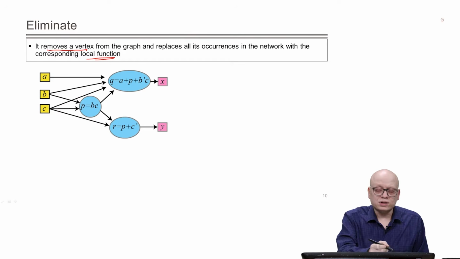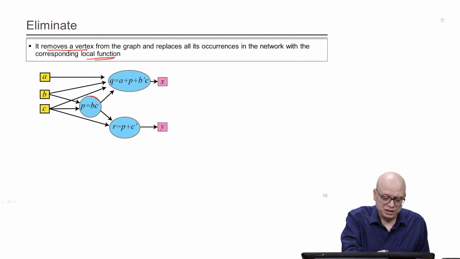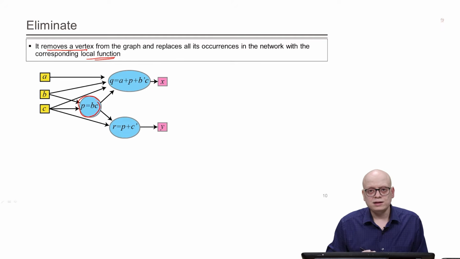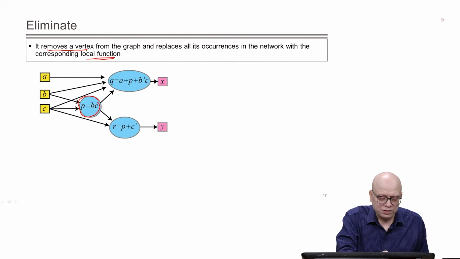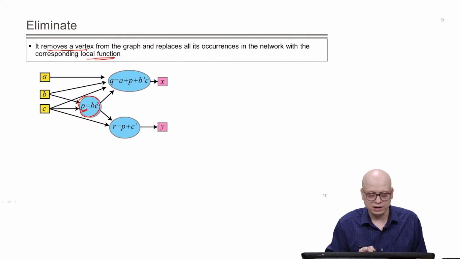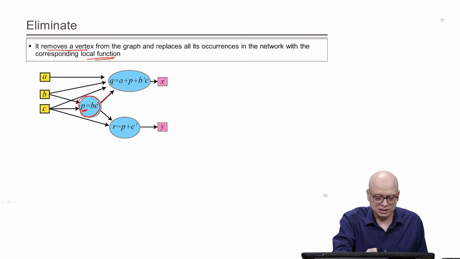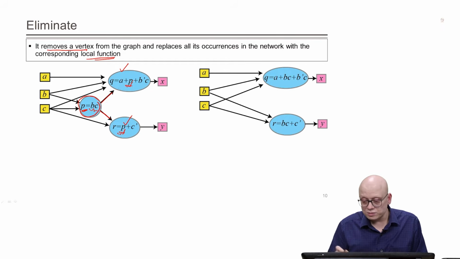So in this network, there is a vertex P is equal to BC, right? Now what we can do is eliminate this vertex. Wherever P is appearing, it will appear in the vertices in the outgoing edge from this vertex. So it will be here and here, right? So in here we have P and here we have P. So instead of P, we can replace it with BC, right? So the transformed network will be like this.